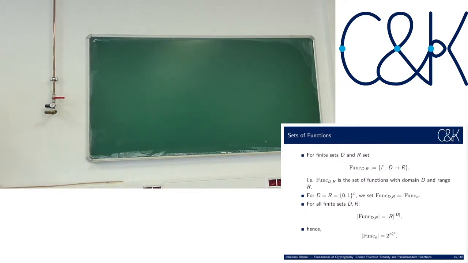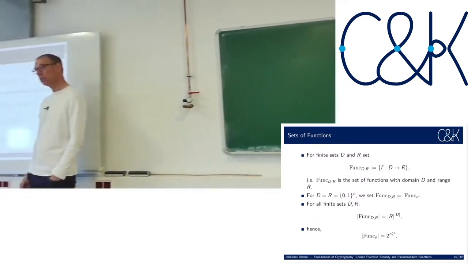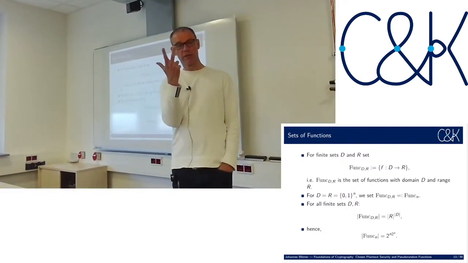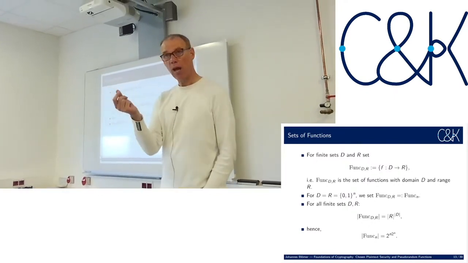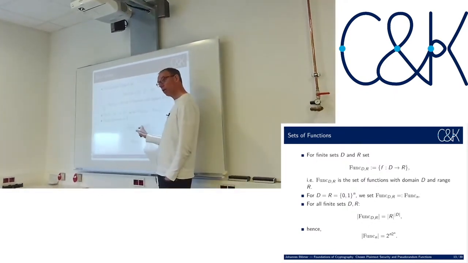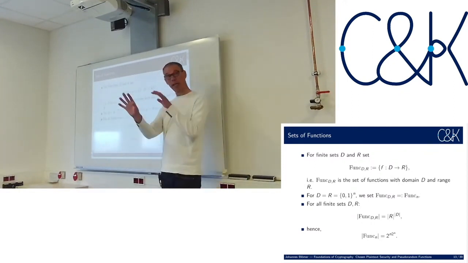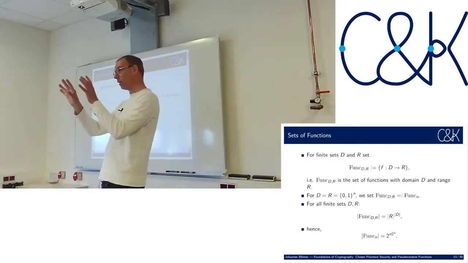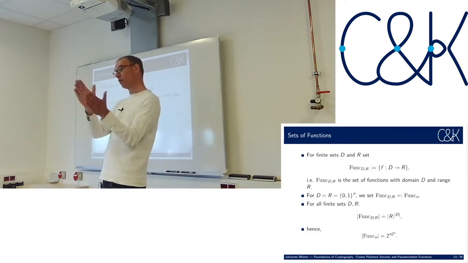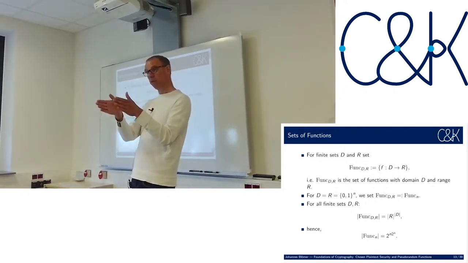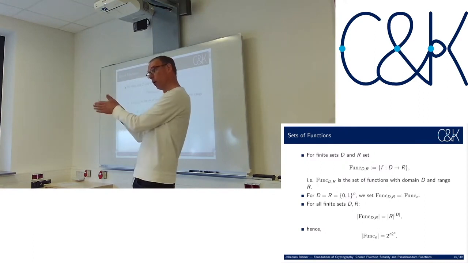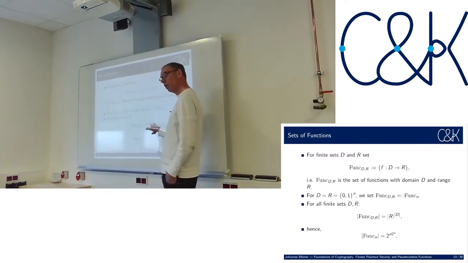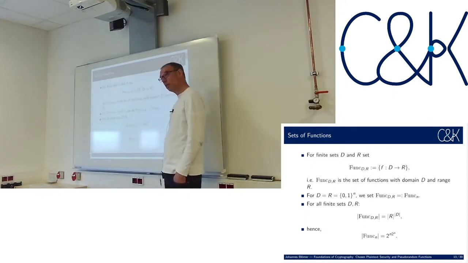Easy to see. The size of this set Func_{D,R} is size of R to the size of D. Because for every element in D, you have that many possible images. And you can combine all these images in any way you like. That's why you multiply. Size of R possible images for the first element in D, size of R possible images for the second, and so on. Size of D often.